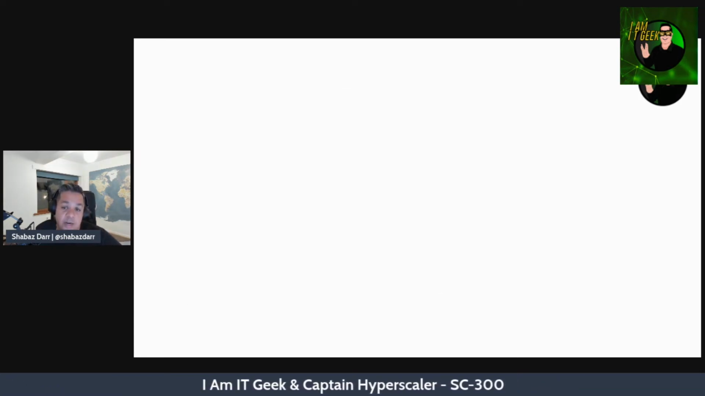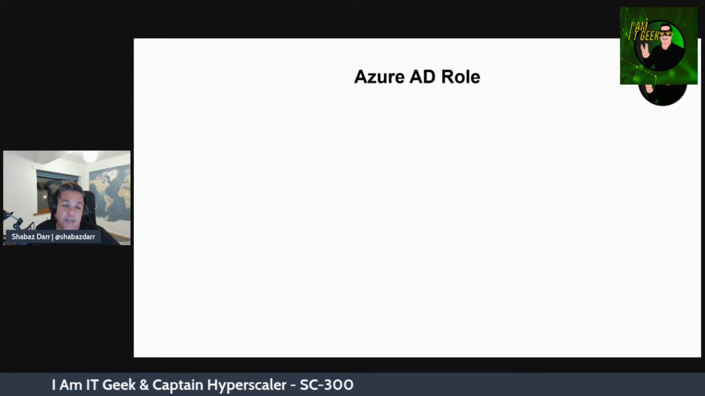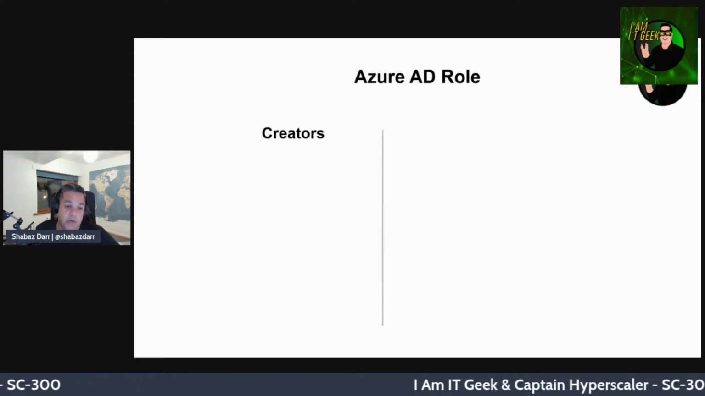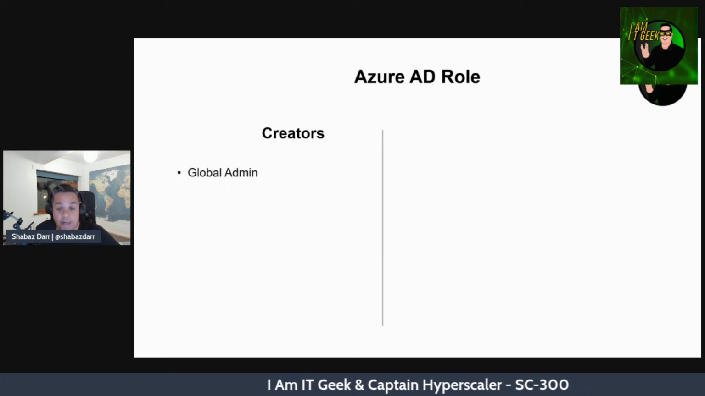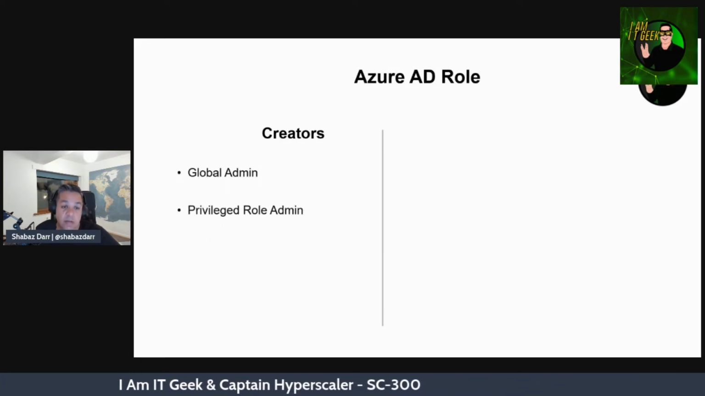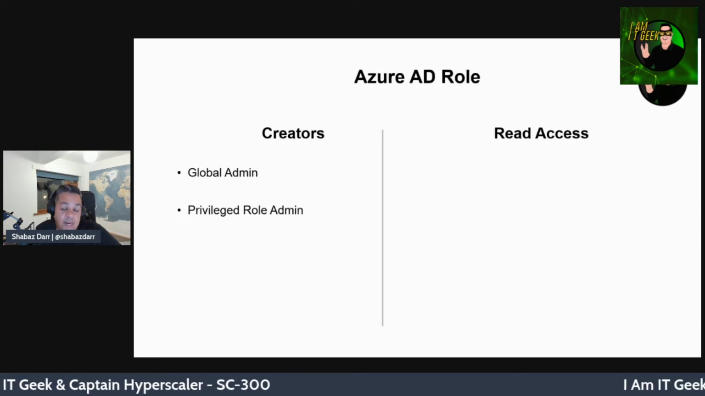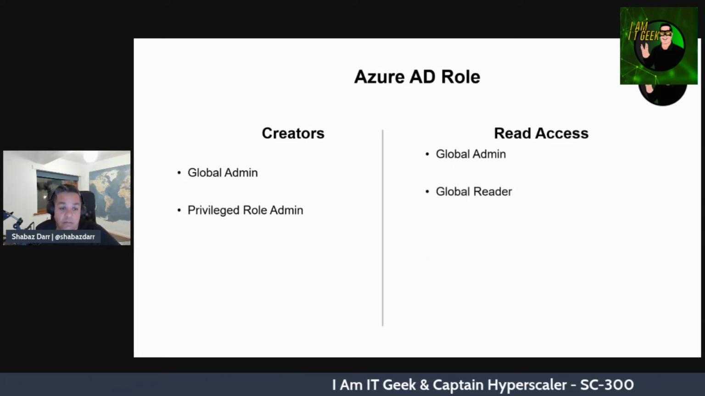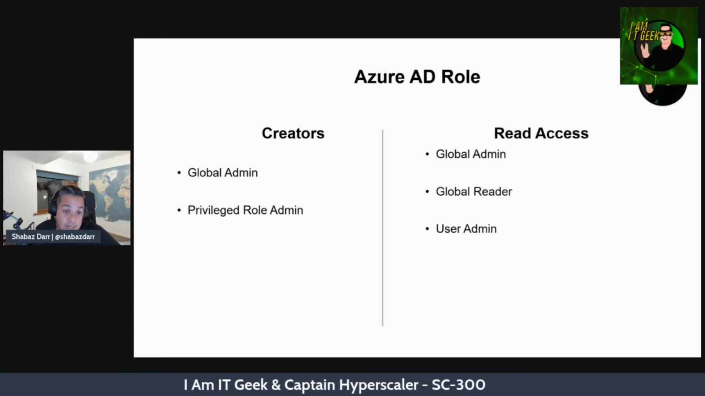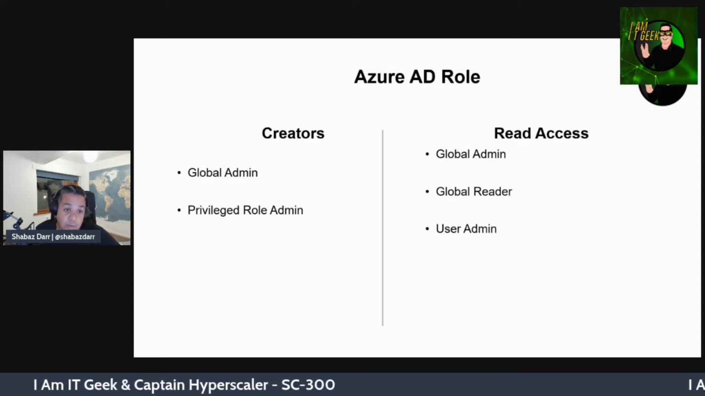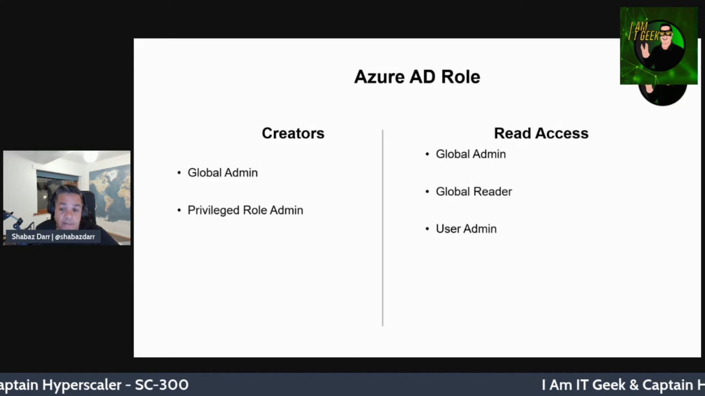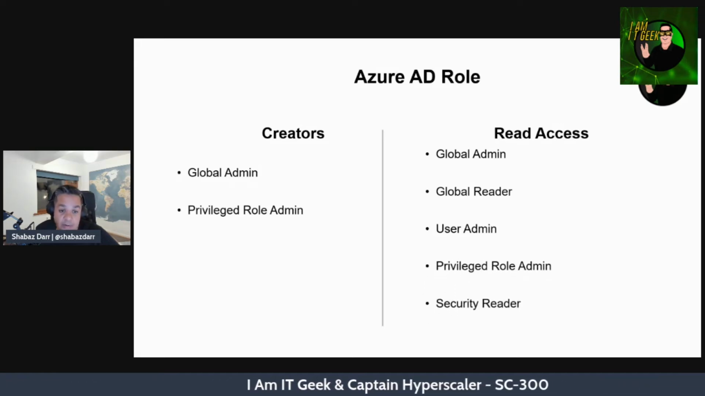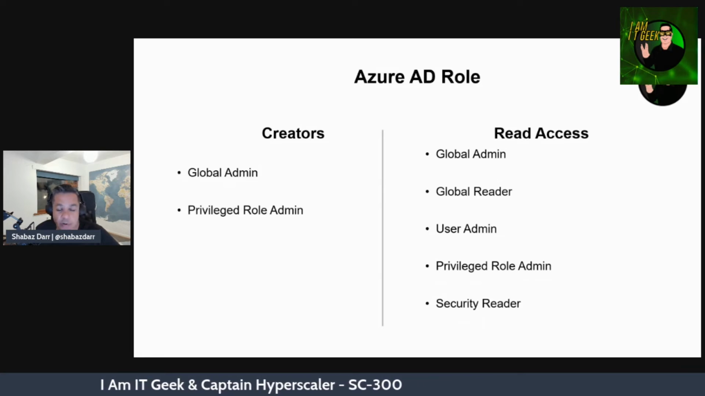When looking at the Azure AD role level of managing and creating access reviews, again, split it down the middle, we've got those creators and readers. We'll look at creators first. Again, global admins and your privileged role admins, but then that's it. Whereas with read access, we do obviously have global admin. We have that global reader again. This time, user admins can have read access at the Azure AD role level when managing access reviews. Privileged role admin again. Security reader as well. So again, a slight difference when we come to the Azure AD role side of it.